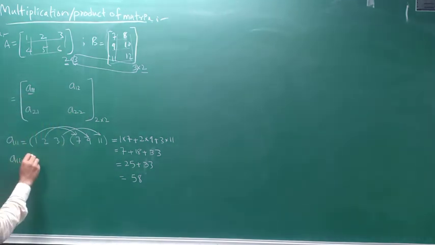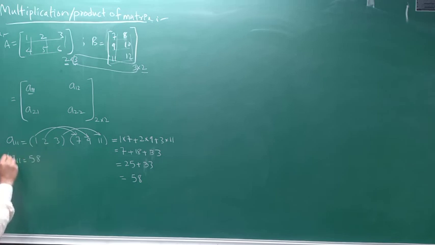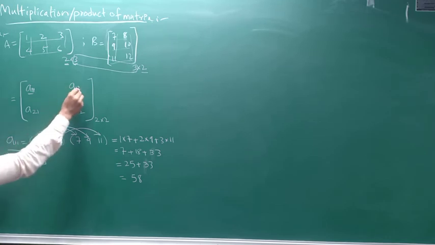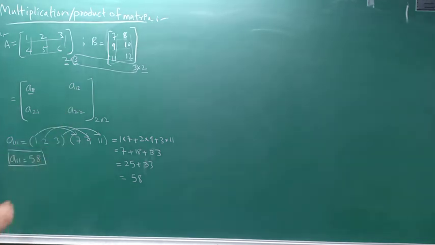will be 58. So we got the first element A11. Now how can we find the second element? For the second element, what do I need to do? I need to multiply the first row with the second column.